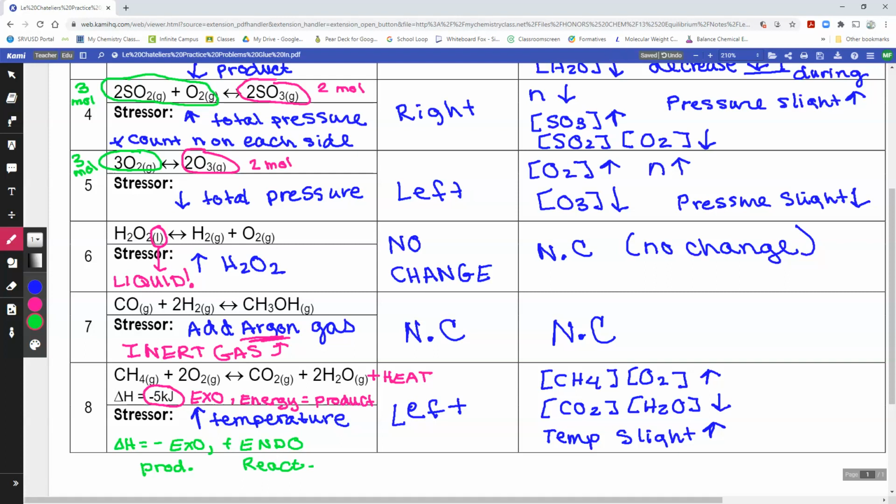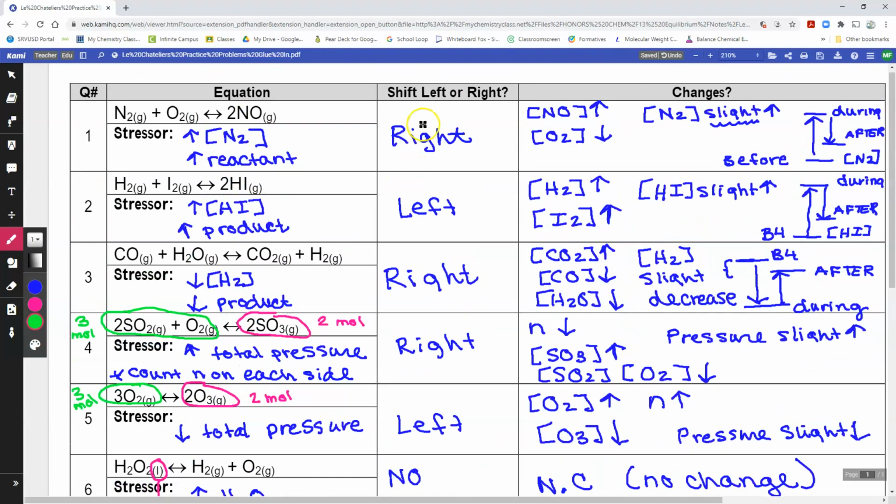Okay. So hopefully having a few examples here shows you kind of how we go about doing this. You first have to look to see where the stressor is affecting the reaction, which side. Then you decide if you're going to shift left or right. Then you can start looking to see if things increase or decrease.